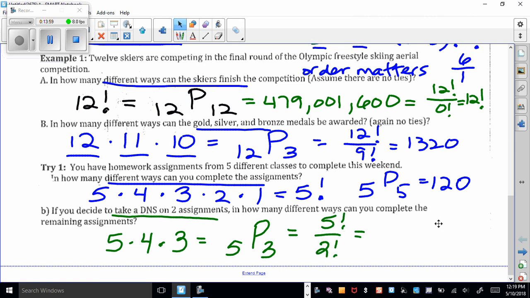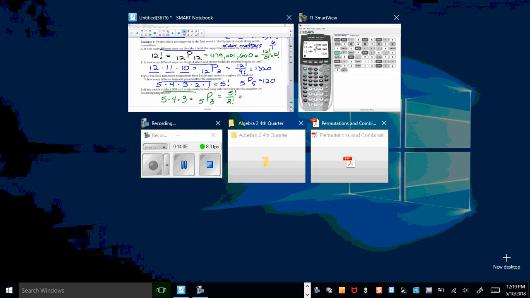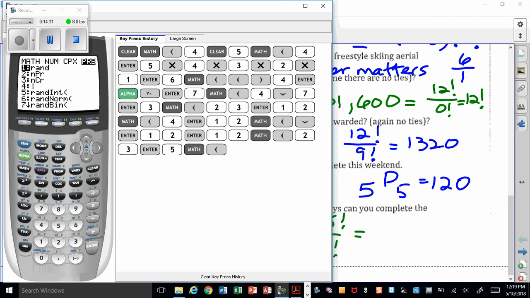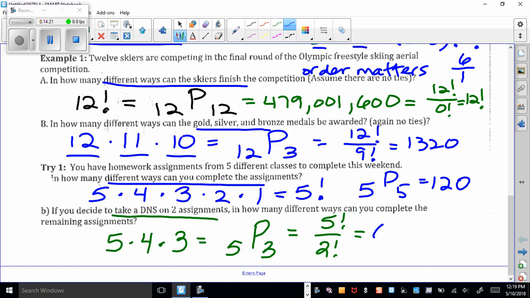And so that would be 5 factorial divided by 2 factorial. And then if we do that on our calculator, that was 5. It's a permutation, order matters. So we go to P, number 2. And then we're doing 3 of our assignments. So we're picking 3. And so that would be 60. So that cut our choices in half.